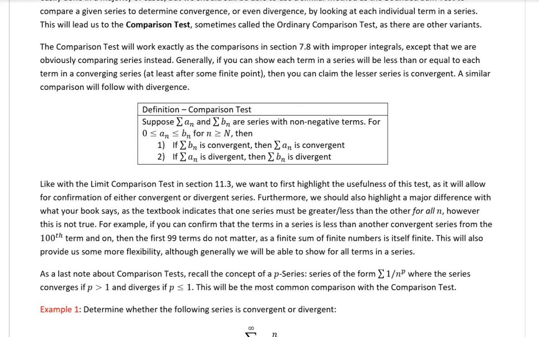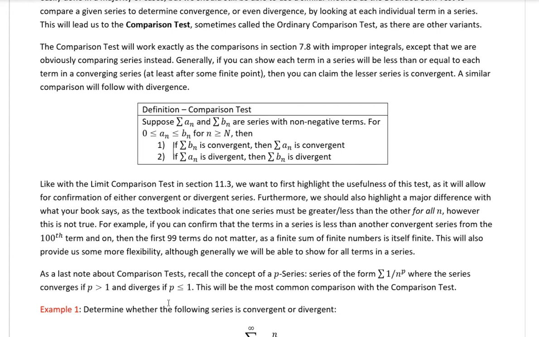As I say here, if you can confirm that the terms in a series are less than another convergent series from the 100th term and on, we don't care about the first 99 terms. If the first 99 terms are greater, who cares? That's a finite amount of values that will add up to a finite value itself. If we can show the infinite case is converging, that means the whole thing converges. So we don't necessarily need to care about up to some finite value.